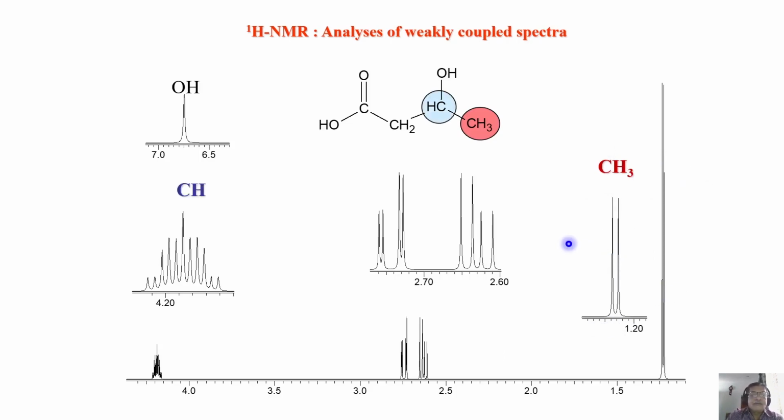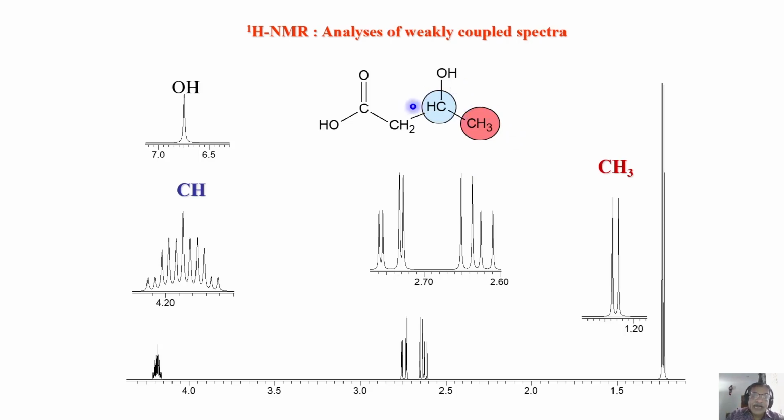This CH proton is written here. This bunch of peaks corresponds to this CH proton. Why does it come like this? If you carefully see, this CH experiences coupling with the CH3 protons, and it has to be a quartet. Apply the 2nI plus 1 rule. This CH, because of CH3, will be a quartet of intensity 1331.